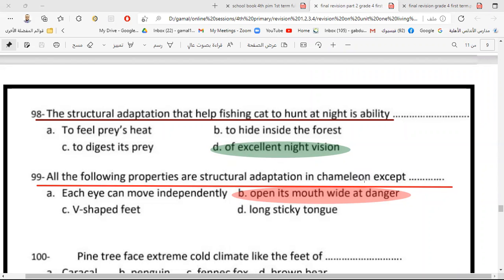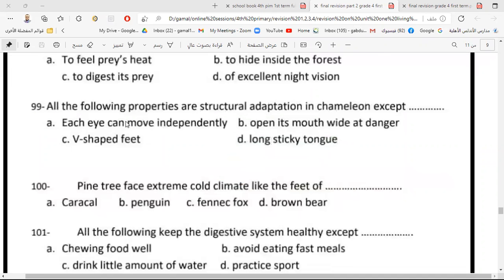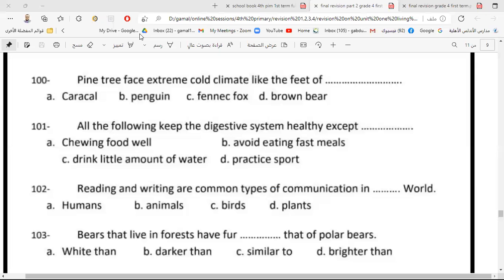طيب يوسف محمد are you ready now؟ Yes, mister. Okay, let's go, my son. Number 100, okay? Read.